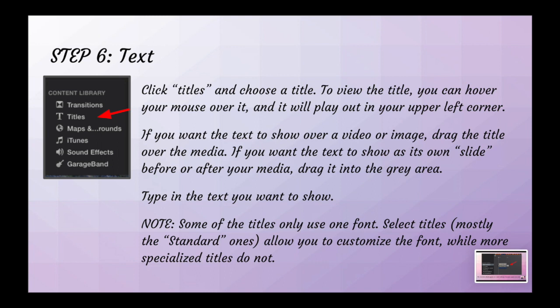If you want the text shown over a video or image, drag the title over the media. So you're going to drag them on top of each other. Everything is shown as layers in iMovie, and this will allow the text to be above the image or the video and overlapped. If you don't want them to be on top of each other, you can just drag it into the gray area that doesn't have a video or in between two clips, and it'll just be a black background and text.